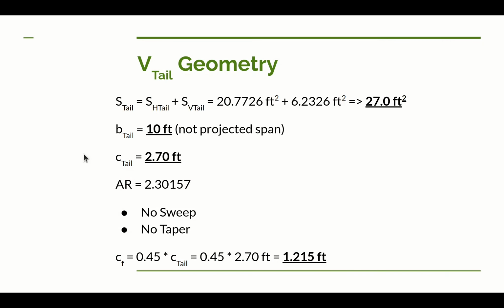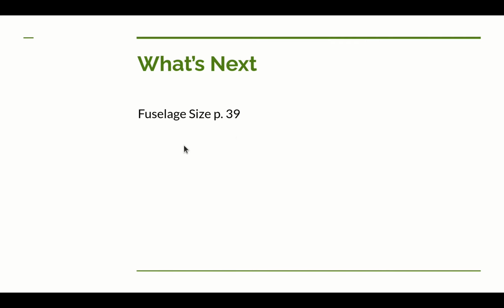So this is pretty much all the information that we need at this point in our design to know what size and geometry our inverted V-tail is going to be. So the next video will proceed on to the next thing in Dan's book. And the next thing is to talk about the size of the fuselage, and that's on page 39 of his book. So that will be our next video.